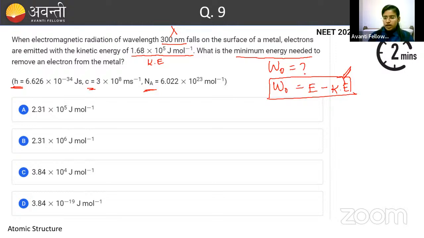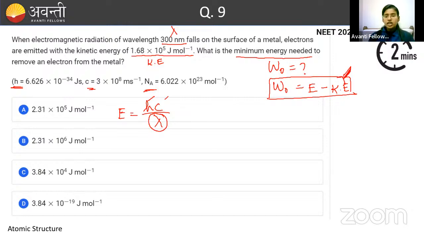So we are provided with the kinetic energy value in the question, and now we are asked to find out the energy. If we get the energy value from the given information, we can substitute it in this formula and get the value of W naught. So what is the formula to find out the energy? E is equal to hc by lambda. We have the lambda value in the question, and H and C values are also given, so we can find out the value of E.